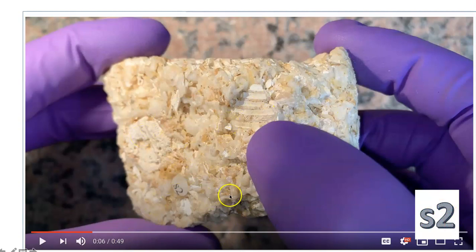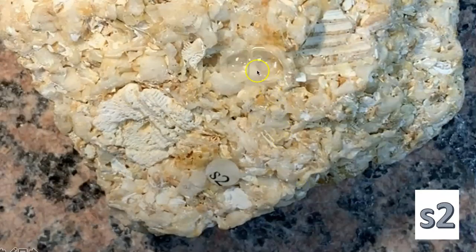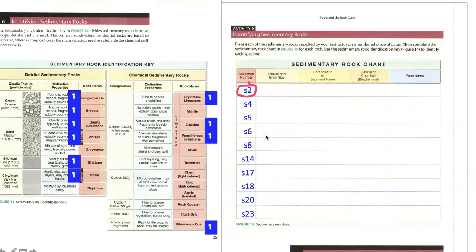of shells that are all very close together. The person that narrates this video puts a drop of hydrochloric acid on it, and we see that we get bubbles of carbon dioxide. So this is definitely made of calcite. So let's fill out our chart. We have shell fragments, that's the texture. We definitely have calcite as the composition.